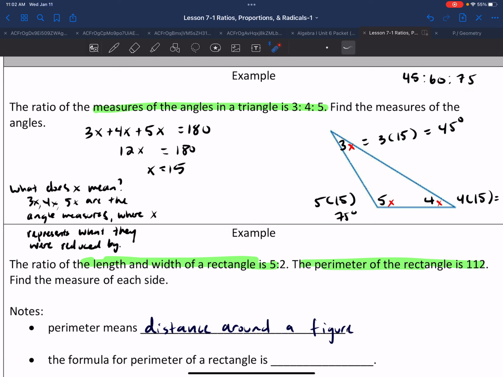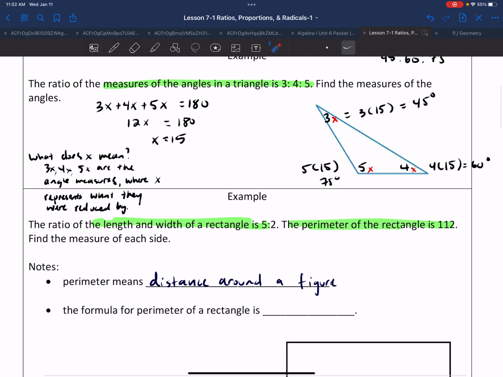The number that goes into 45, 60, and 75 is 15, because if I divide 45 by 15, you get 3x. If I divide 60 by 15, you get 4x, and 75 gives you 5x, right? So that's what x represents, okay? Anyways, let's go ahead and take a look at another example.